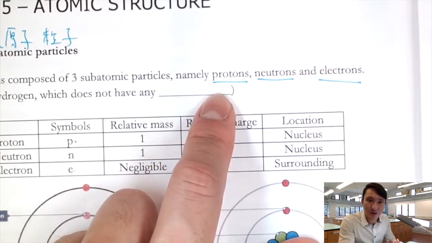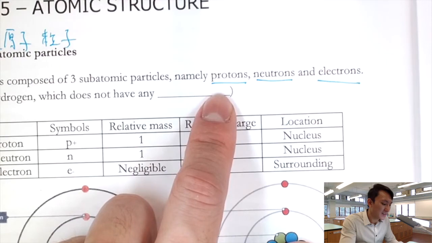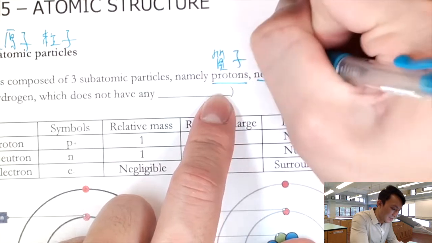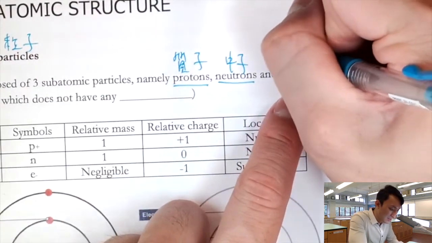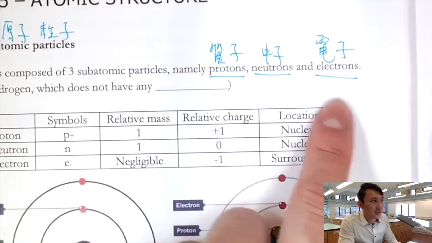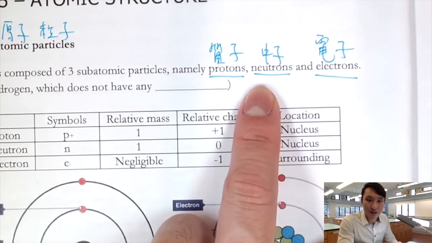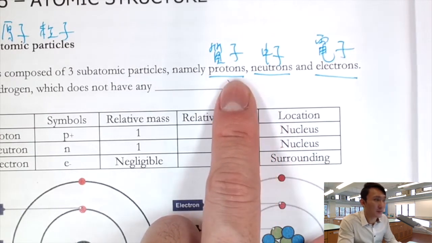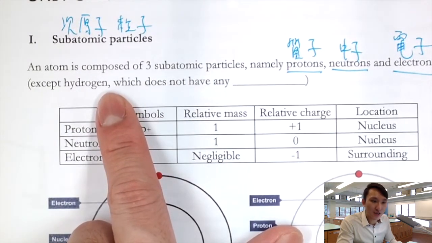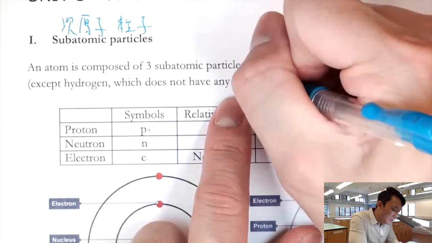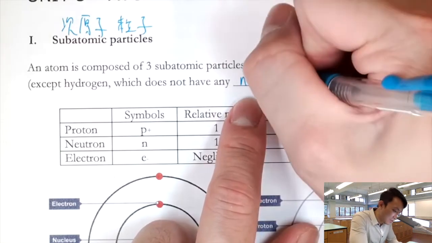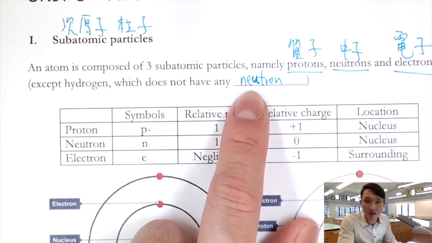Let me give you the Chinese names of them because that is a little bit meaningful for me. So these are the Chinese names. All atoms are made up of these three subatomic particles, except for hydrogen. Some hydrogen atoms do not have any neutrons. So it only contains proton and electron.